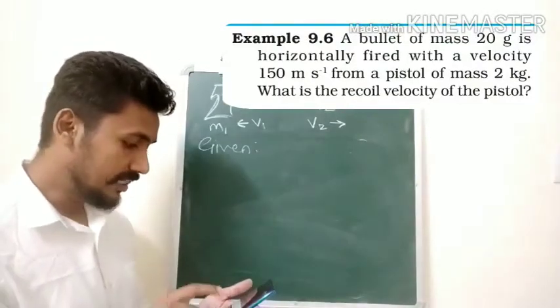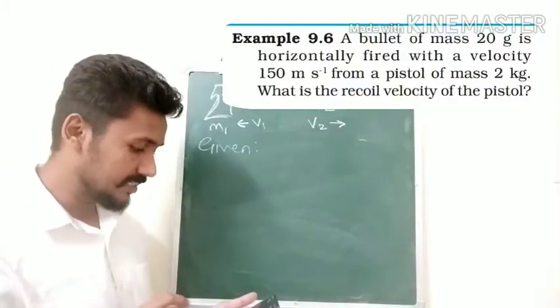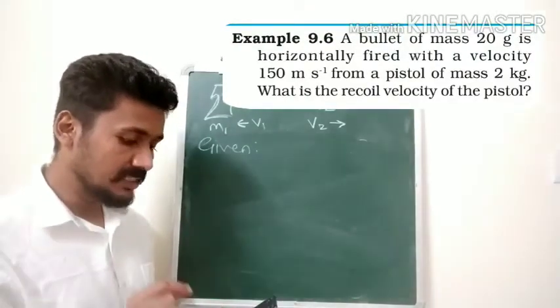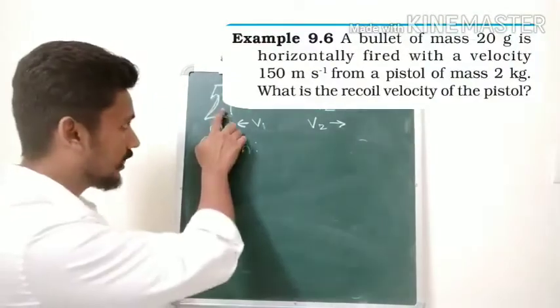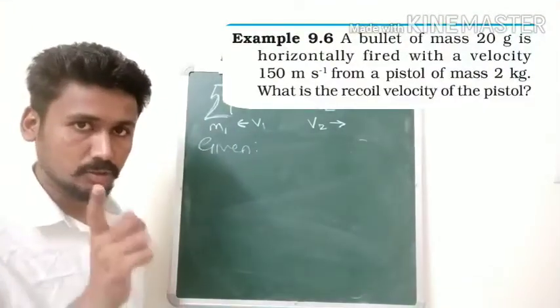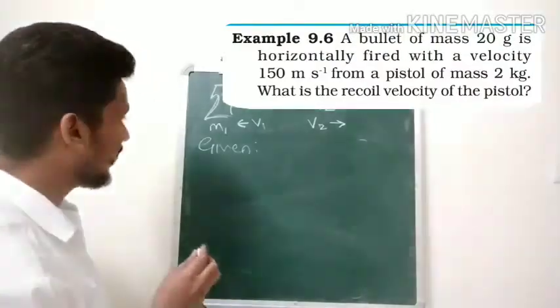Okay, so it is fired with velocity 150 meter per second from a pistol of mass 2 kg. So what is the mass of the pistol or the gun? That is 2 kg. So these are the given values. So let us write them.